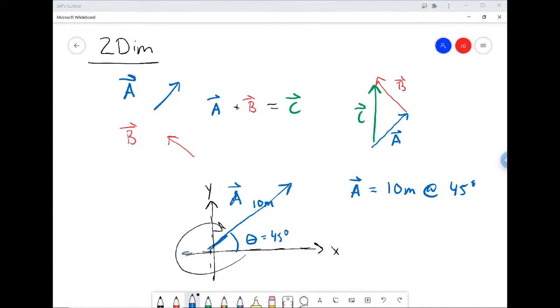All right. But there's another way I could specify A. I could say, well, A could be thought of, sorry, I'm trying to erase some stuff here.